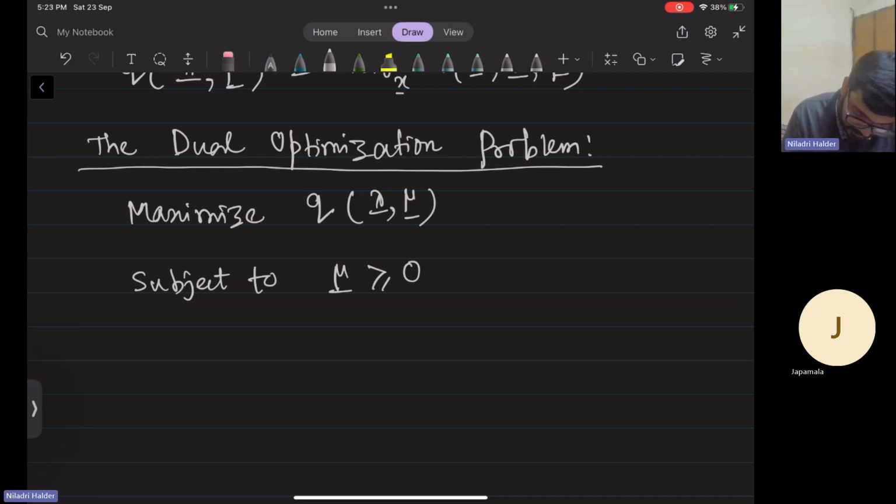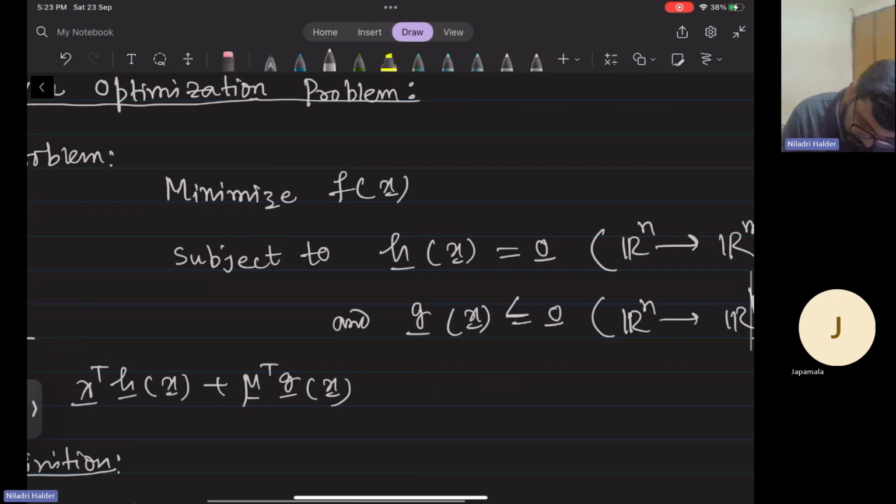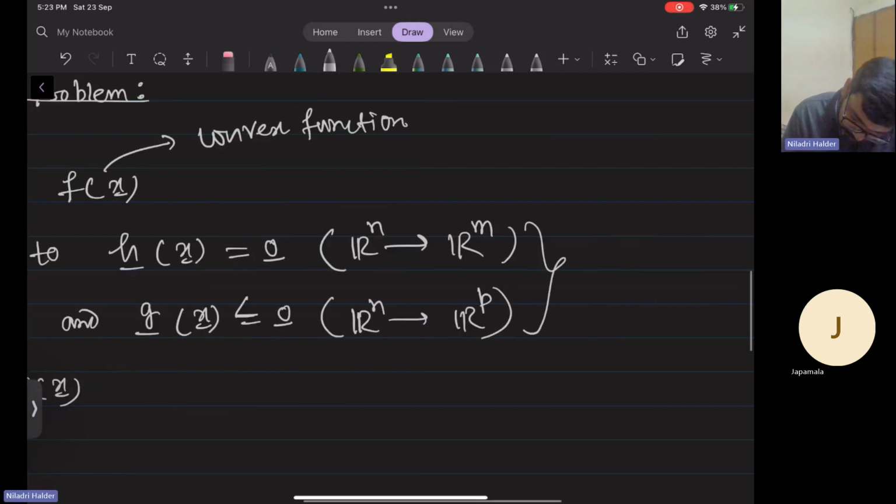Why is this maximization coming suddenly from the minimization? Because this is a concave function. That's why. Earlier it was a convex function. So this was the convex function, and this set was the convex set.